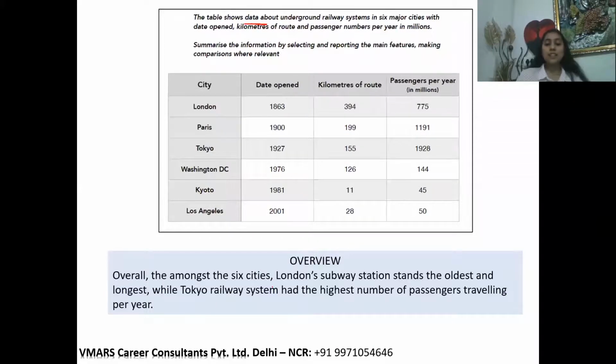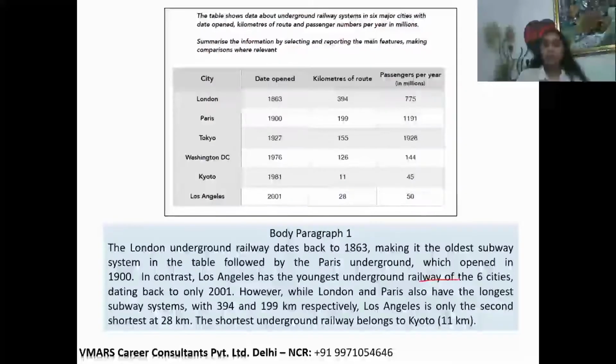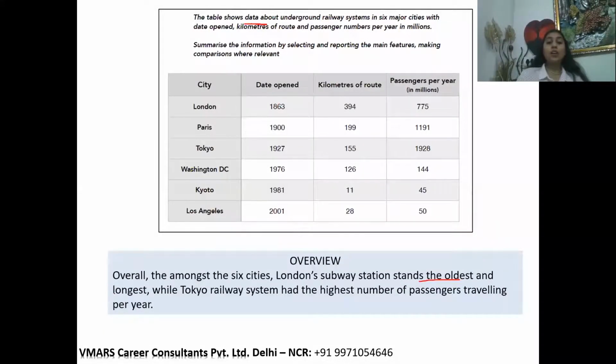Overall, amongst the six cities, London Underground stands the oldest. We discussed this. And longest. Check the kilometer route. This is the oldest and the longest. While the Tokyo railway system had the highest number of passengers traveling per year. So in the overview we included three features: the oldest, the longest distance traveled, and the highest number of passengers. So we included three features, the highest of each. Now moving on to your body paragraph.